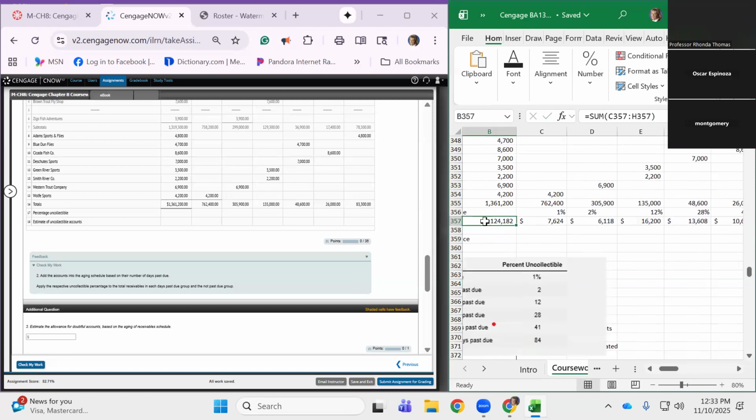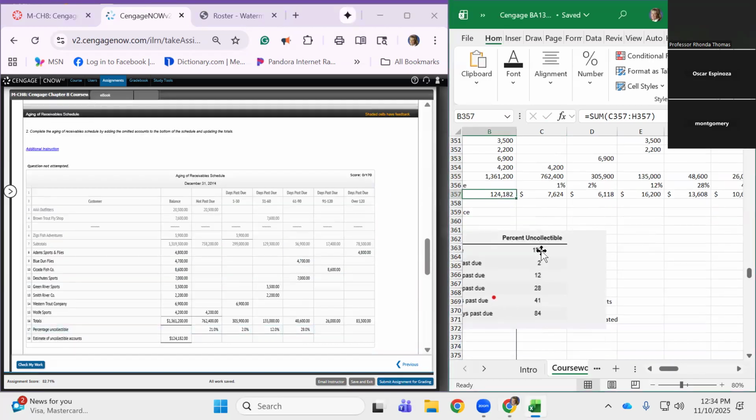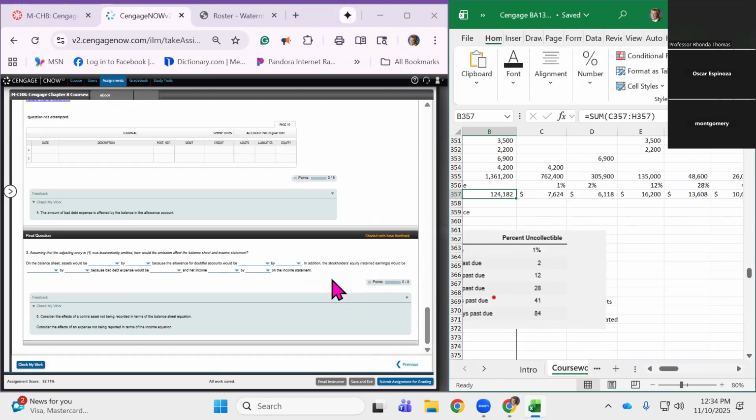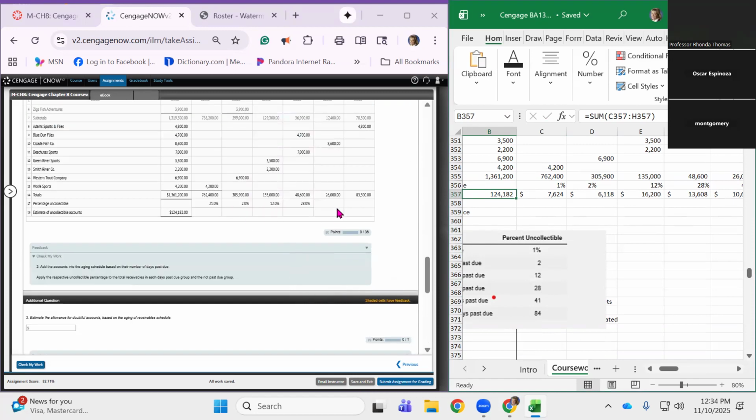And I got 124,182. So I'm going to key this in here, 124,182. Now you just need to key in your percentages. There it is. That's 1, 2, 12, 28, 41 and 84. Okay, now I can key in the amount for each one of those and see if I'm right.